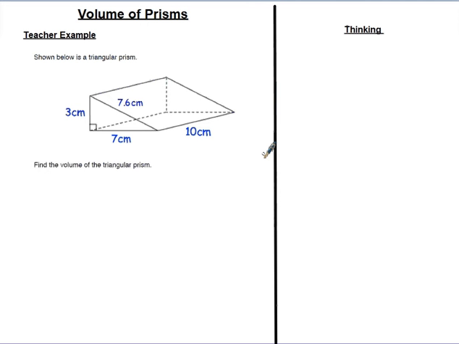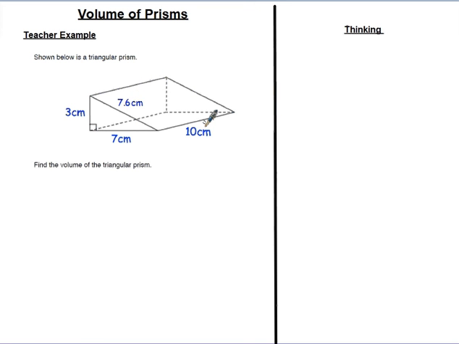We're going over another video, volumes of prisms. This is a teacher example. Shown below is a triangular prism. Find the volume of the triangular prism. This time we have a few different dimensions here. We have 3 centimeters, 7 centimeters, 7.6 centimeters, and 10 centimeters.